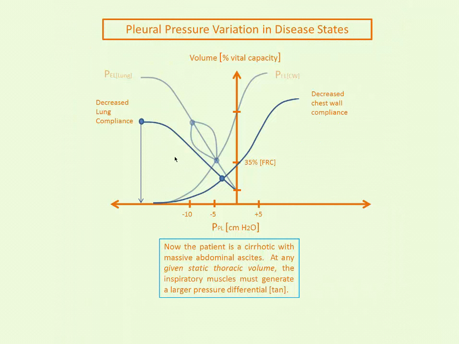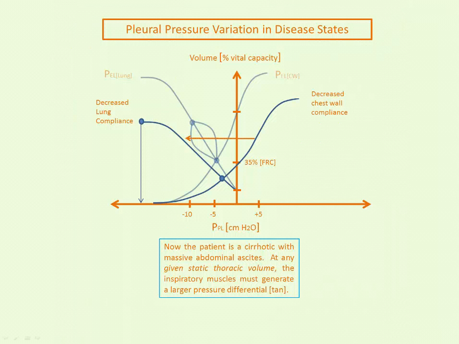Now I want you to imagine that the same patient is a cirrhotic with massive abdominal ascites. And so the chest wall elastance curve, because of that big ascites pressure pushing up on the chest wall and compressing it extrinsically, shifts down and to the right. FRC has decreased, you can see here. And at any given static thoracic volume, the inspiratory muscles must generate a much larger pressure differential in this patient.